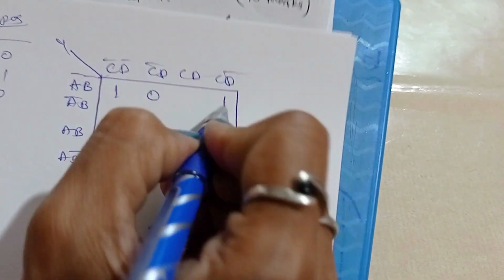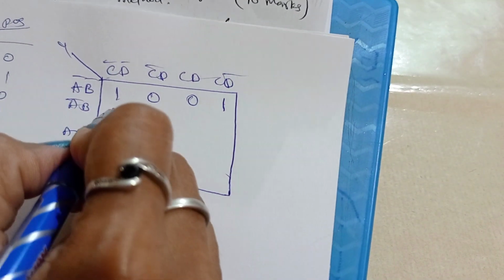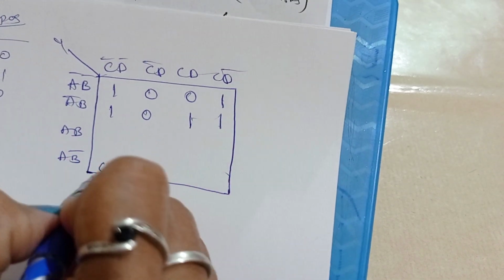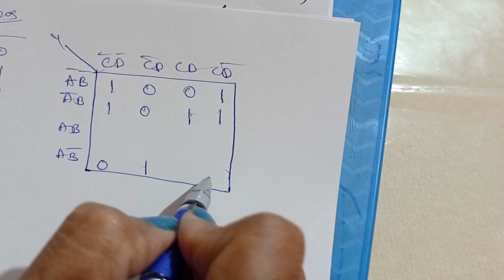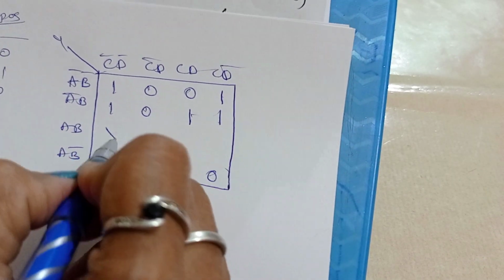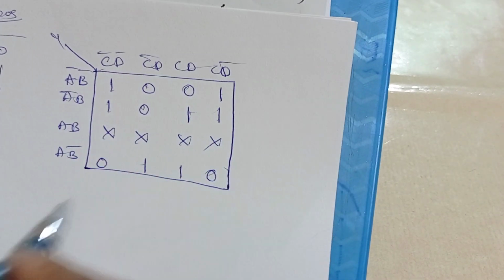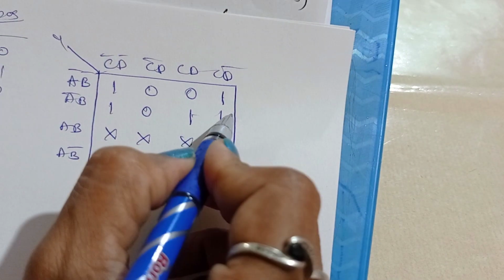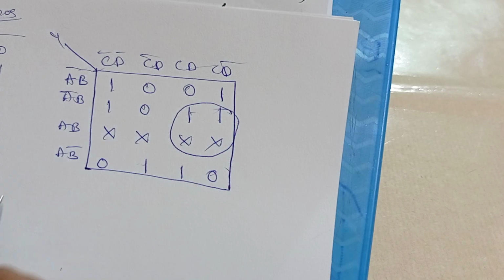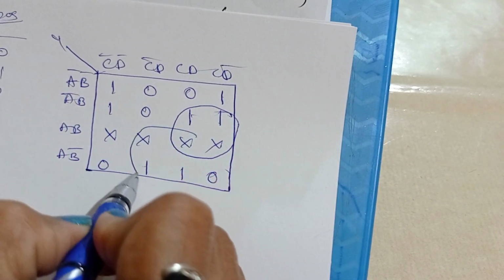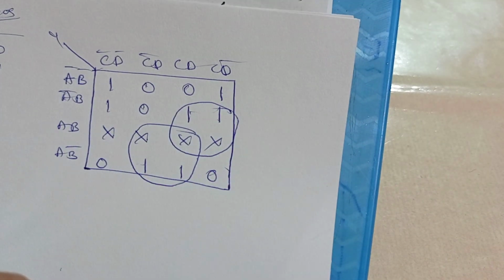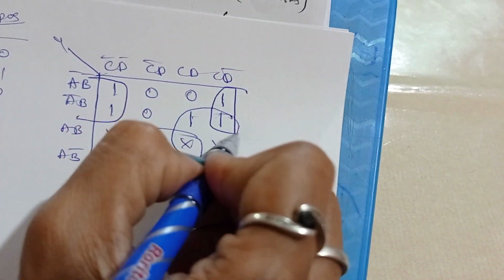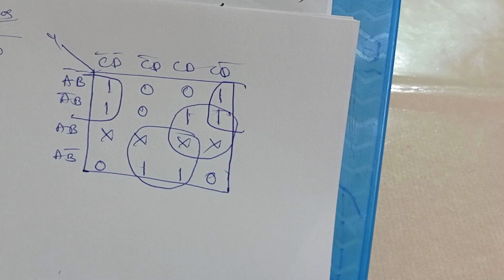1 0 1 0 1 0 1 1 0 1 0 1, don't care, don't care, don't care, don't care. Now simplify this. Here one quad is possible. Again here one more quad is possible. Now see here, these two and these two become one quad, corner rolling.